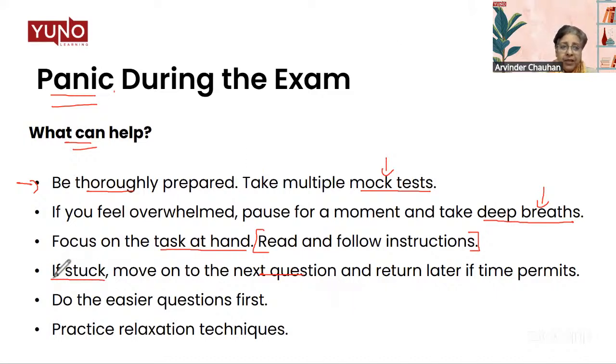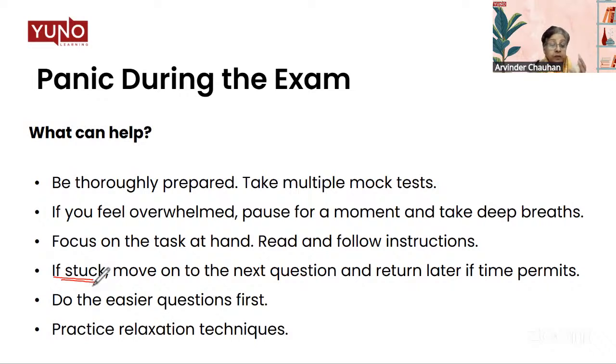Sometimes it may happen that you feel you're stuck, especially in reading. The reading is going to be so lengthy that sometimes we feel, oh my God, I'm stuck. I'm not understanding anything. What do I do? Or I'm just not finding this answer. What do I do now? So just move on to the next question and return later if you have enough time, or fine, you can just let go of it. You cannot stay stuck in one part and let go of all the others, right? Now, this is one good thing: do the easier questions first and then practice relaxation techniques. That, of course, you'll have to do ahead.